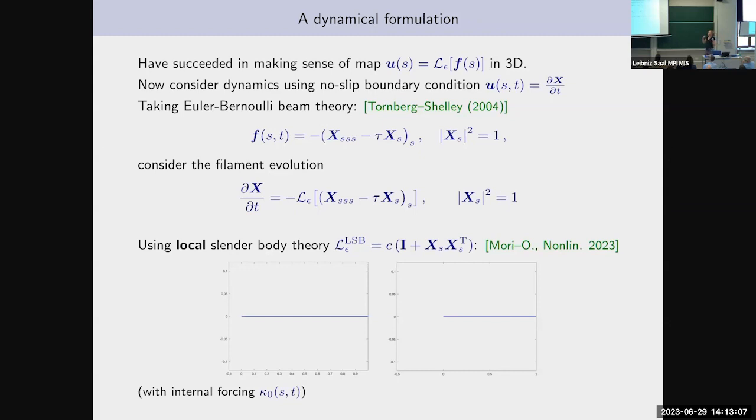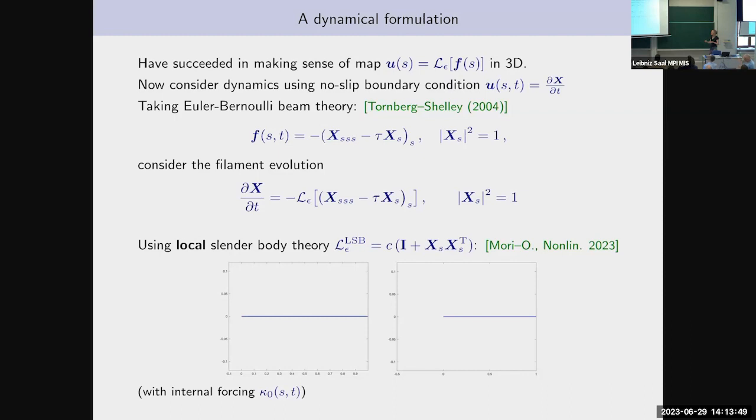And so now we want to actually consider dynamics for this filament, right? So we want to consider a no-slip boundary condition, so that the velocity at the filament surface is going to be the velocity of the filament, right? So we have filament velocity, and then for our force density, to close our system here, I want to prescribe a very simple elastic theory, just Euler-Bernoulli beam theory. So really the evolution will be due to the fourth derivative of the filament center line, right? And then this will be coupled with an inextensibility constraint.